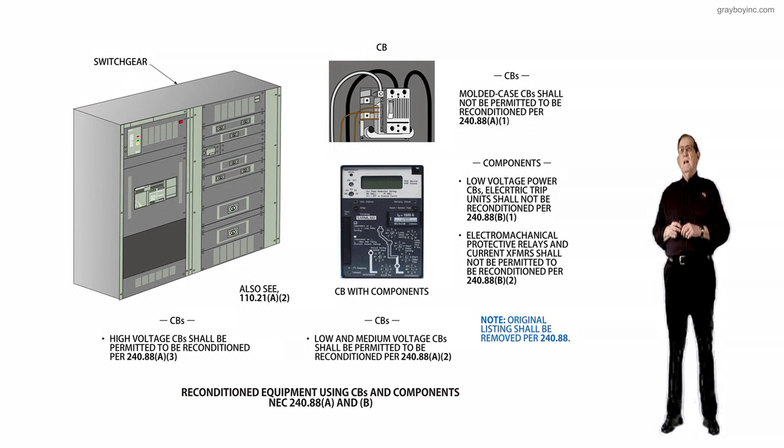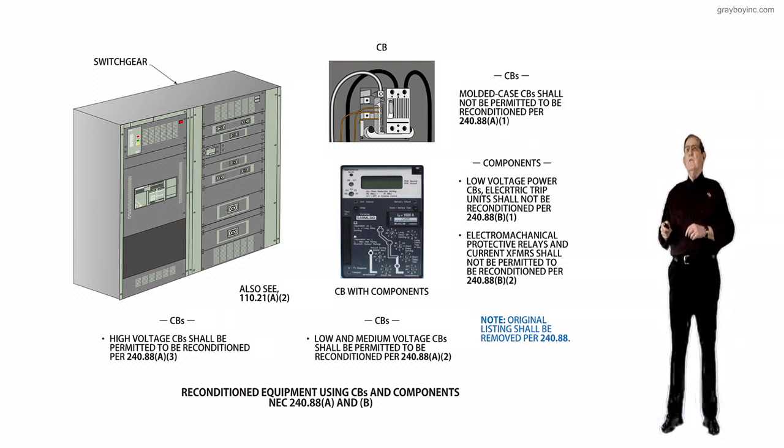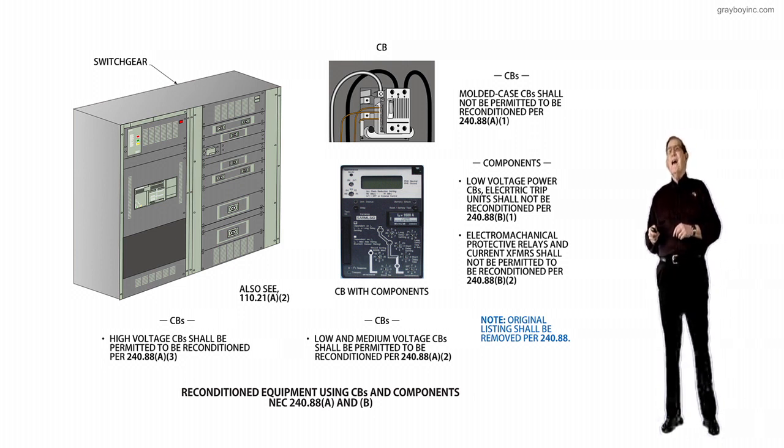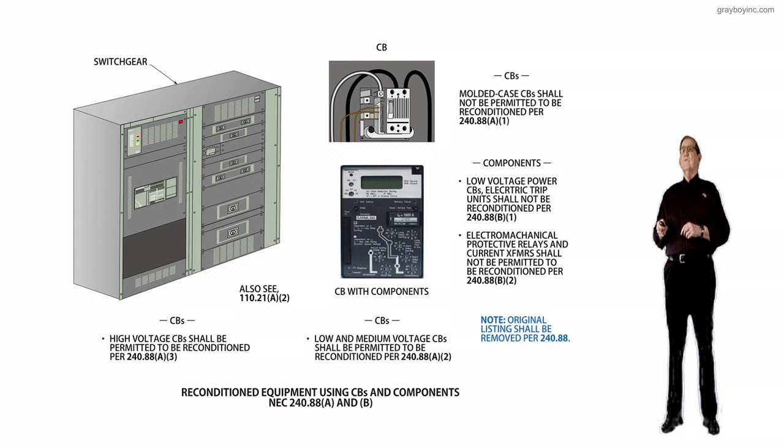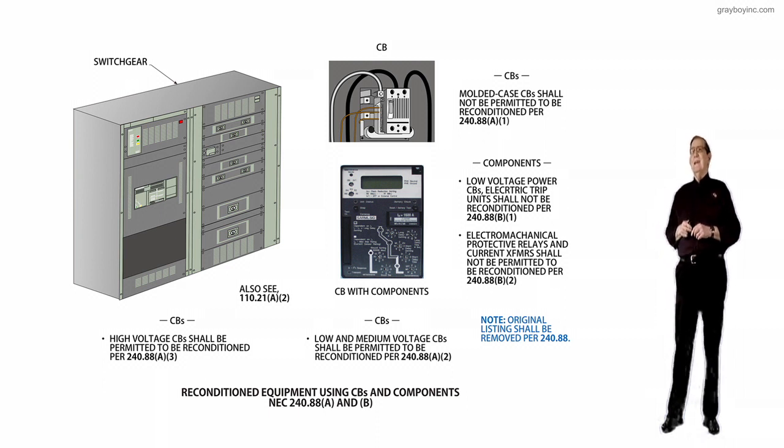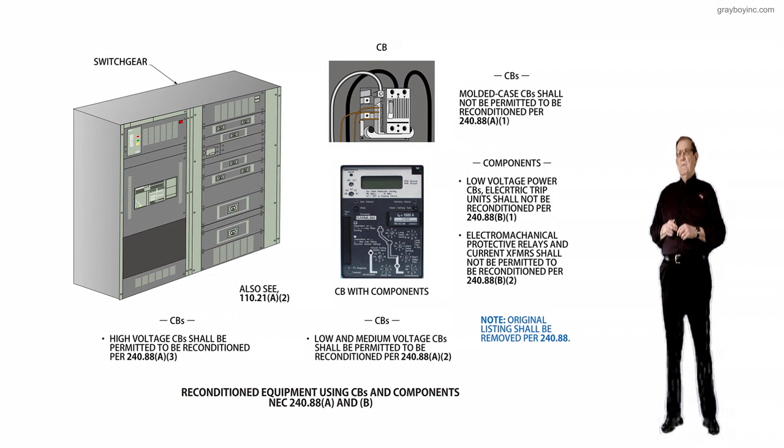equipment. Now, first I would like to review the circuit breakers at the right of the top illustration there. And notice this is low voltage, 1,000 volts or less. Molded case circuit breakers shall not be permitted to be reconditioned per 240.88 A as in apple 1.